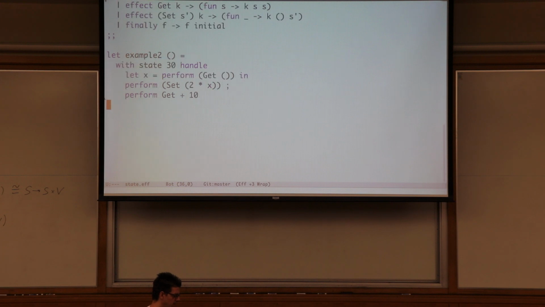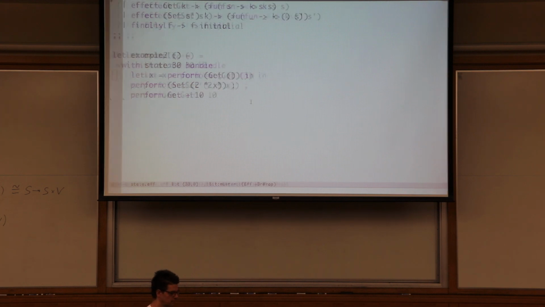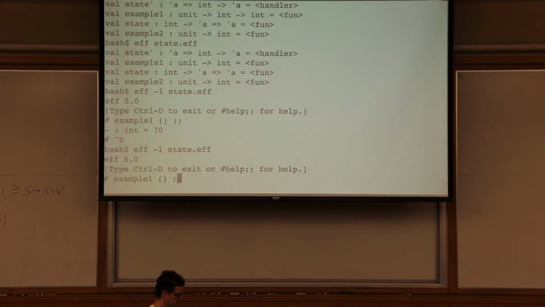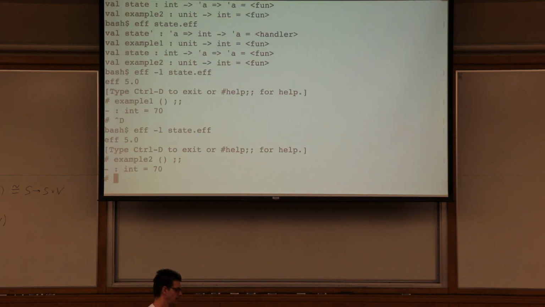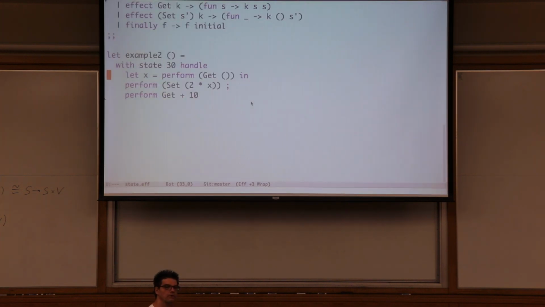So here's the same thing again, but now you say, I'm going to handle with the state handler with the initial state 30. And then it'll just run it, and now it looks better. And this one, surprise, surprise, is also 70. Any questions? Okay, should we go on? Because we have more. Yeah, there's a question there.